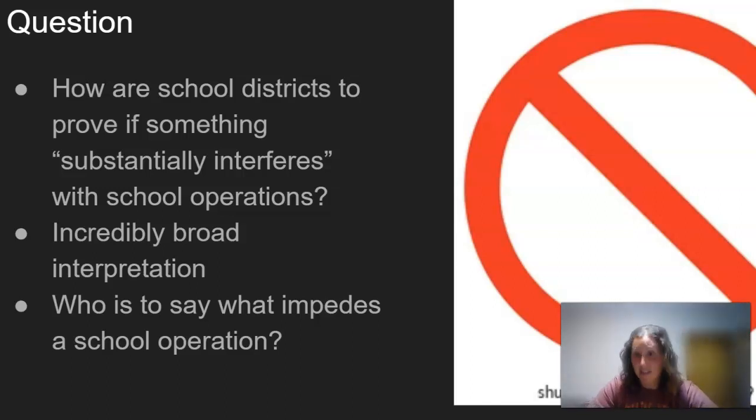how are we as teachers and school districts supposed to be able to prove if something substantially interferes with school operations? And that's going to be a really important term that is used in this particular case, because that is open for a very, very broad interpretation. One administrator might think that something substantially interferes with school operations, and another may not. So, who exactly is to say what impedes a school operation?